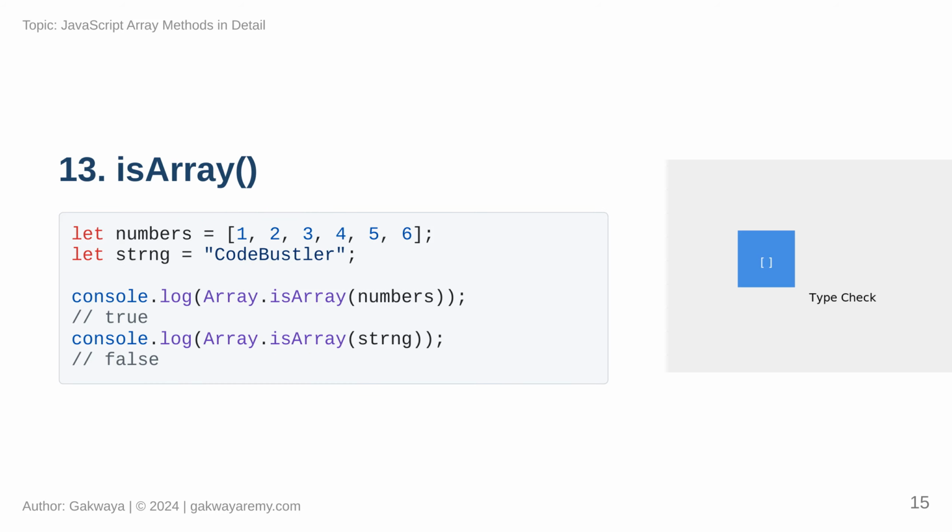Array.isArray is a static method that helps you determine whether a value is an array. Unlike typeof, which returns object for arrays, this method specifically identifies arrays. This is particularly useful when you need to validate input types or handle different data structures differently in your code.